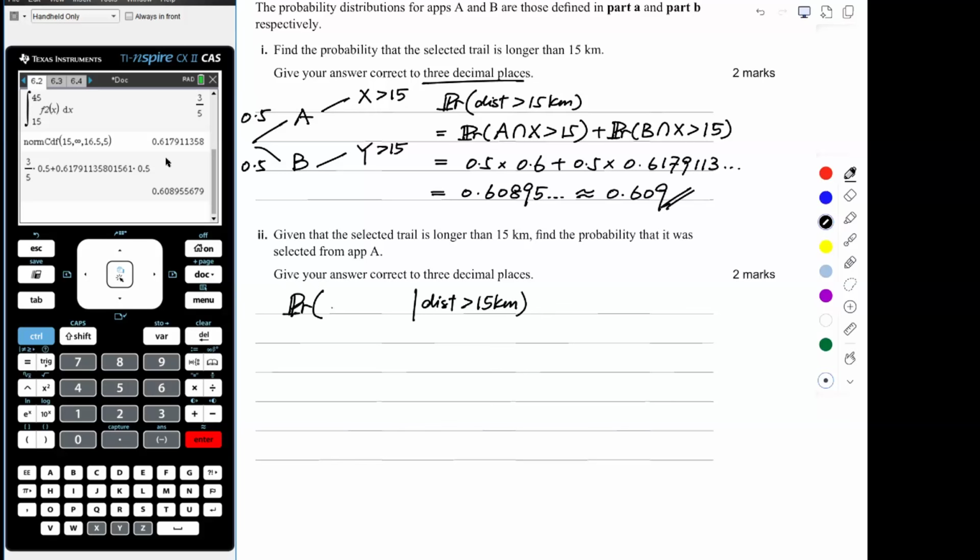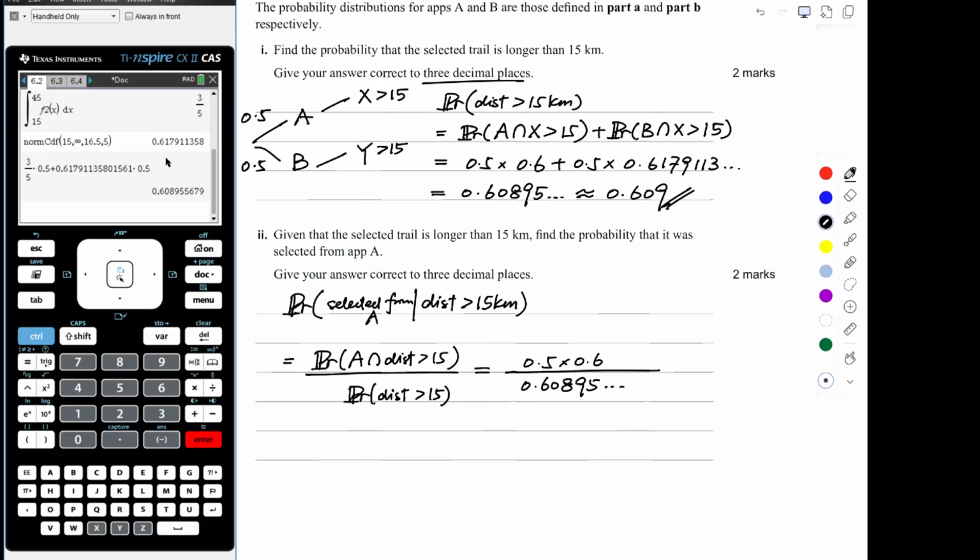Find the probability that it is selected from app A. So you get the probability of A intersecting distance longer than 15, which means X longer than 15, divided by the total probability of distance longer than 15. Therefore, you get 0.5 times 0.6 divided by 0.60895, etc. So you can just use that divided by that.